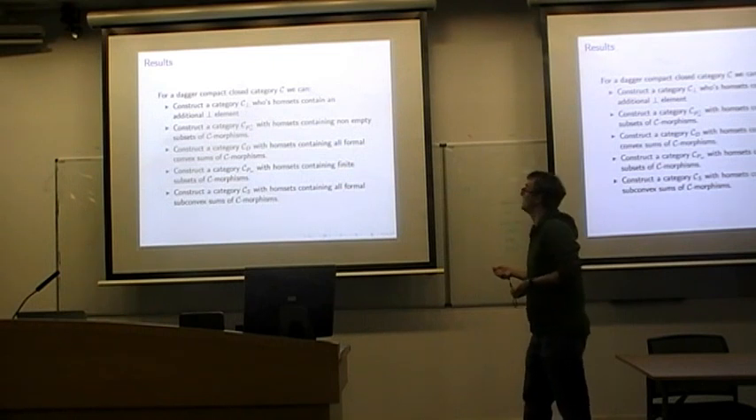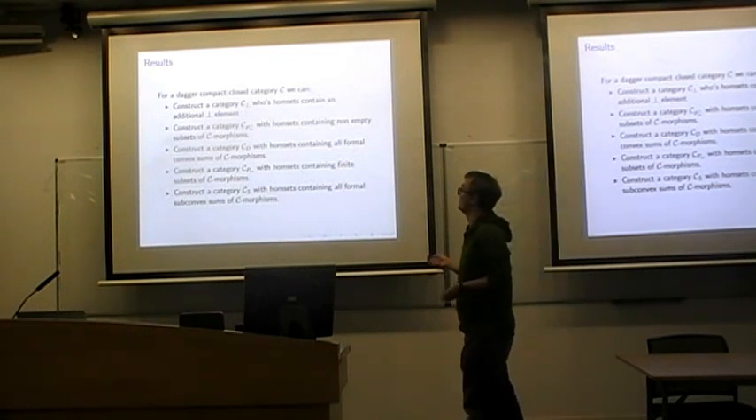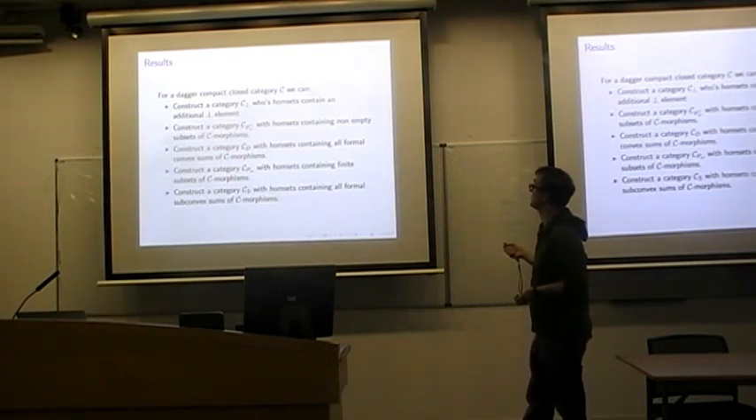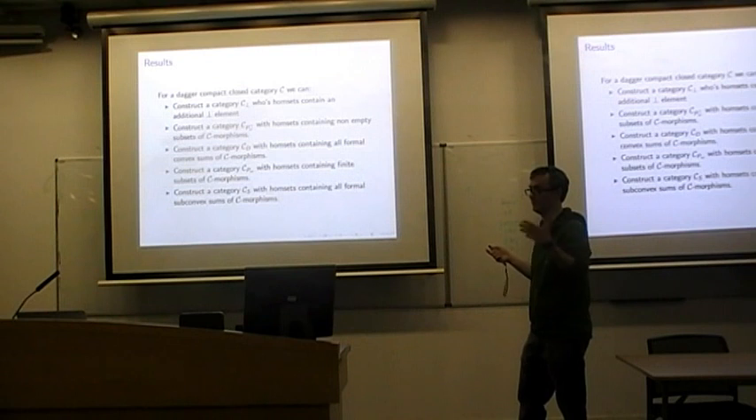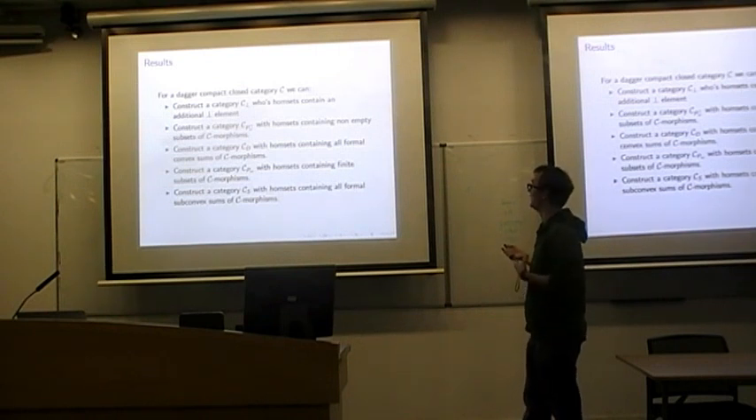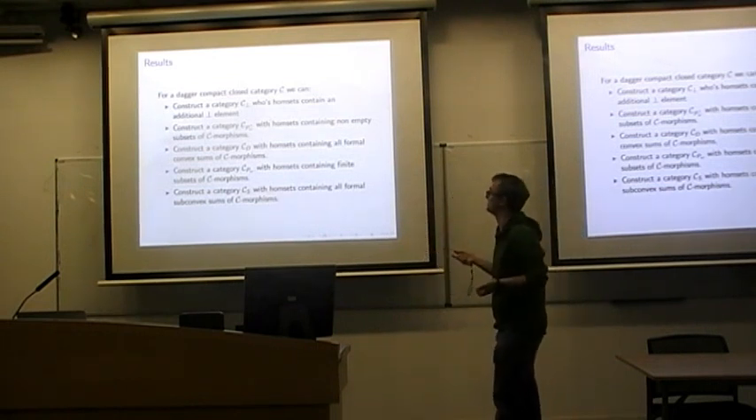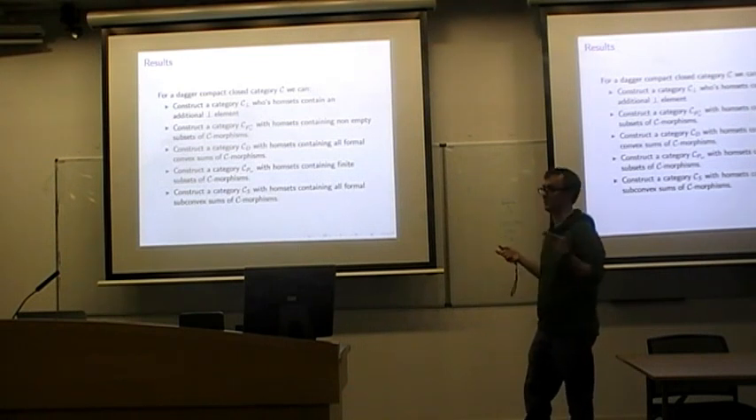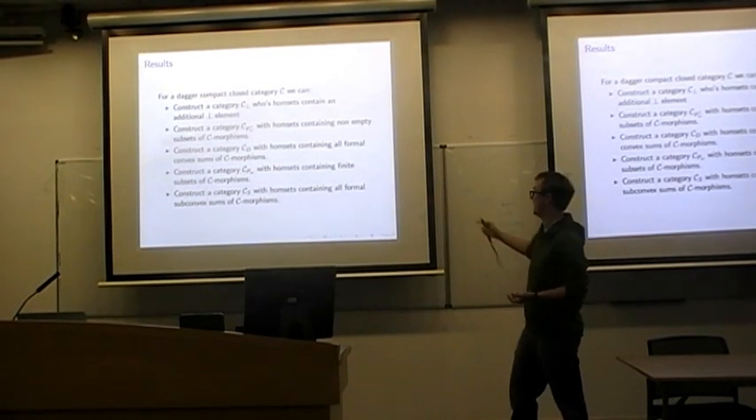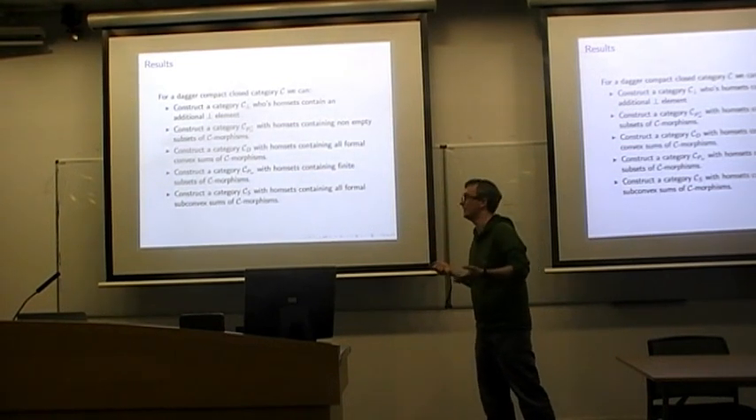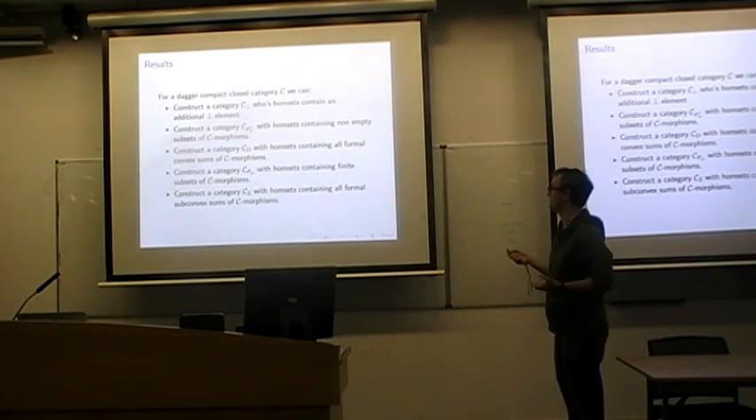Okay, and then the basic point is, if we start with a dagger compact closed category C, we can construct a new category whose Hom sets contain an extra bottom element, capturing incomplete information. Similarly, we can construct a category with non-empty subsets capturing non-probabilistic mixtures, with formal convex combinations capturing probabilistic confusion, and a couple of other constructions which allow us to mix both incomplete information and probabilistic or non-probabilistic confusion.